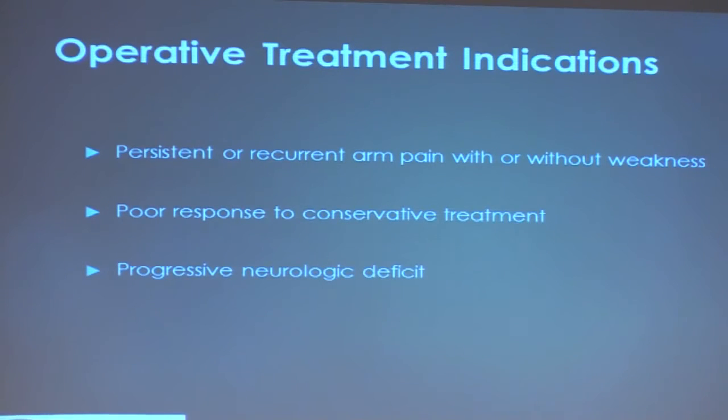If the non-operative treatment fails, that's usually over a period of at least 6 to 8 weeks, and if the symptoms are persistent, for example, you have persistent or recurrent arm pain, or you present with weakness, one of your arms is getting progressively weaker, or you're having a poor response to the non-operative treatment, depending upon what your imaging shows, you may be a candidate for operative treatment.